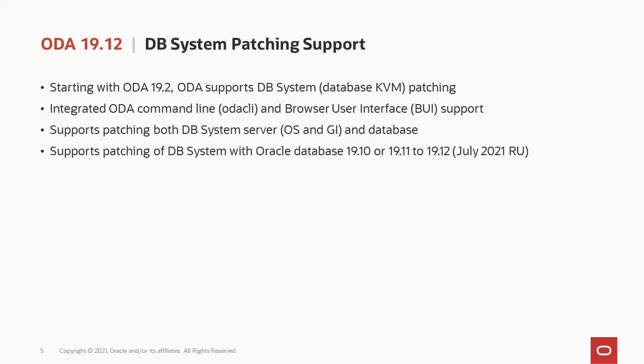So the next thing is the DB system patching support. As you know, with 19.10 and 19.11, we did not support patching of the DB system. But now with the 19.12, we actually have the full functionality with the DB system, right? Not only can you deploy a new DB system, you can also patch from previous 19.10 or 19.11. So functionality-wise, it's complete, right? So it's complete life cycle management for the database in KVM now. You can create, modify, and now you can patch the DB system, okay? So those are the two new things with 19.12.